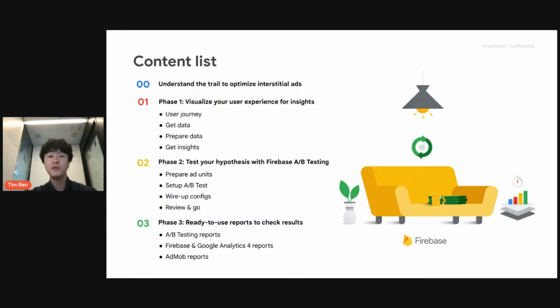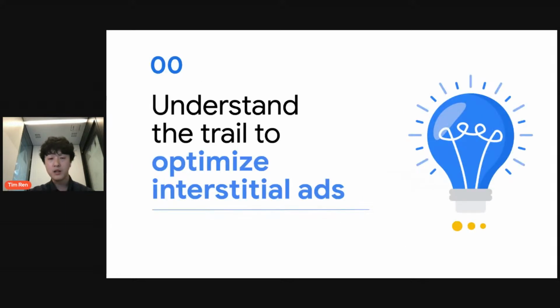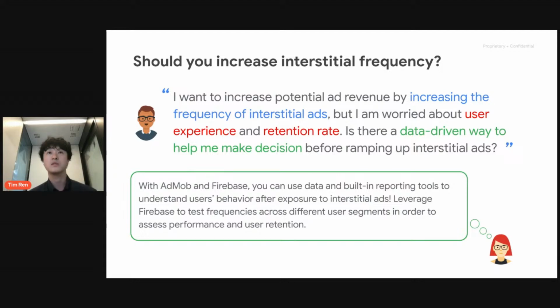The first part, I'll give you a summary of all the three different things we talked about just now. Let's start with the very beginning. We want to give you an overview of the key question or the use case scenario that we've seen a lot of times with our publishers and developers. Say you probably run into this as well. You're a publisher, you want to increase the frequency of your interstitial ads, but you also worry about user experience and your retention rate. And then you wonder if there's a data-driven way to help you make a better decision before just going ahead with any testing or ramping up interstitials.